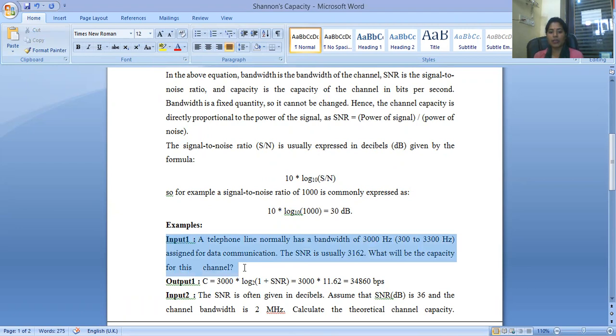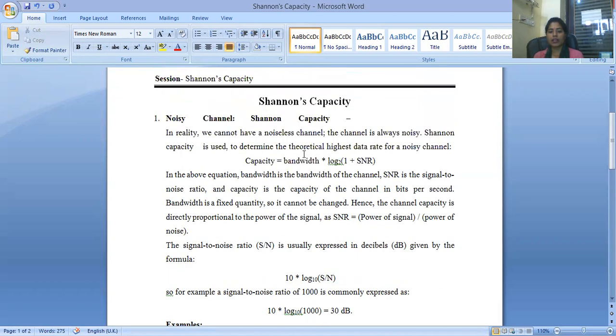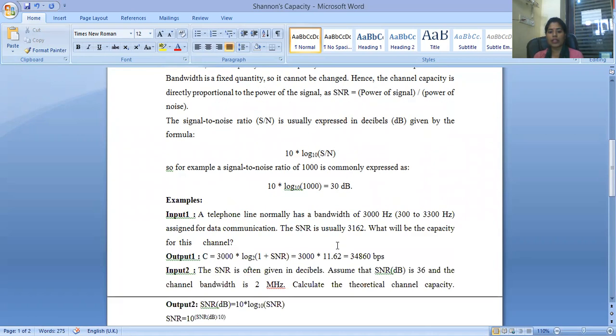What will be the capacity for this channel? If we are generating the output, the capacity equals 3000 into log 2 of 1 plus SNR, that is, your bandwidth into log 2 of 1 plus SNR. That is the same thing here: 3000 into, and 1 plus SNR is usually 3162, isn't it?